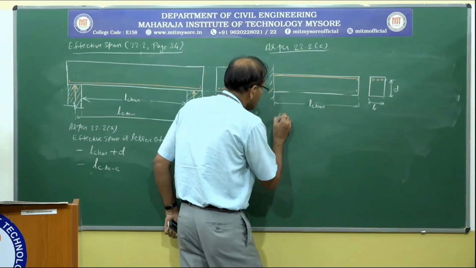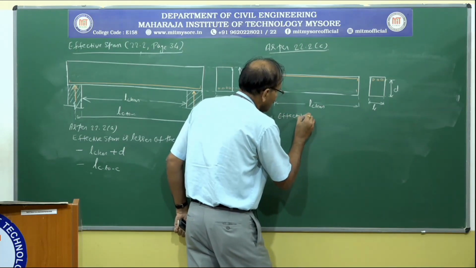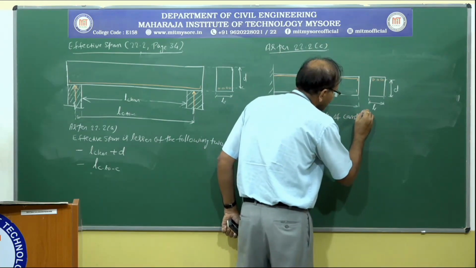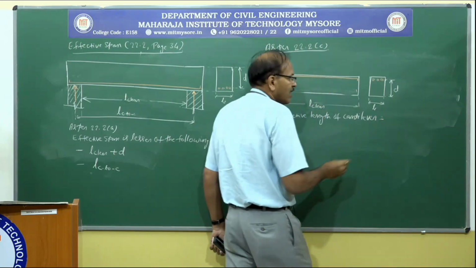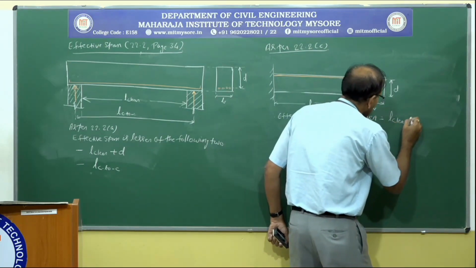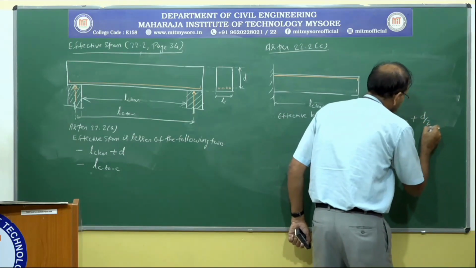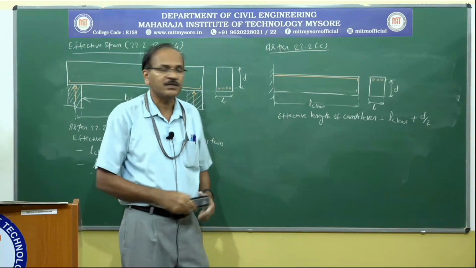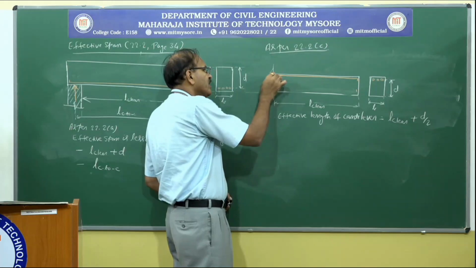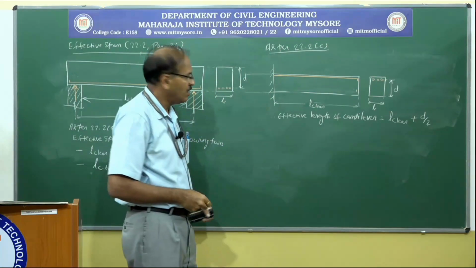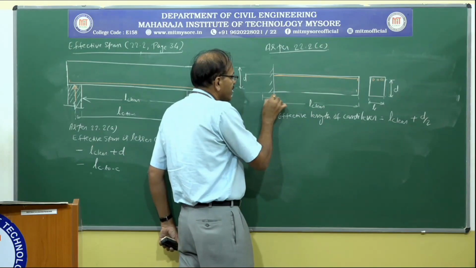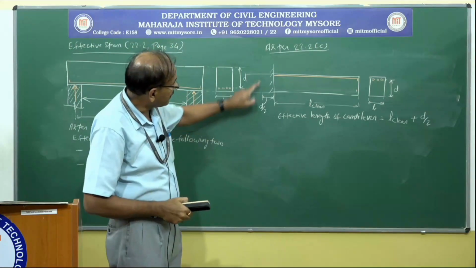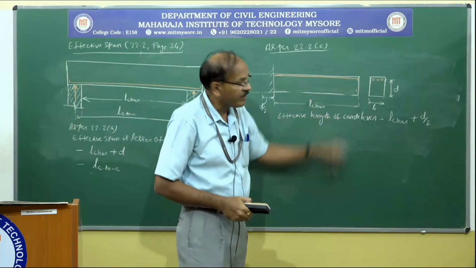Effective length of cantilever equals clear length plus D by 2. That is the effective length of the cantilever in this case. That means, of course, the cantilever extends beyond this. So we are going to take a distance of D by 2 and we are going to measure the effective length of the cantilever from here to the face of the support.